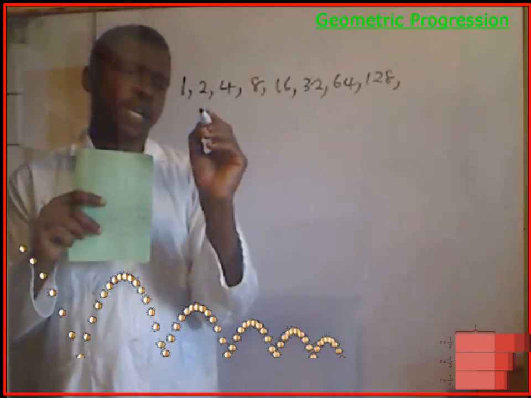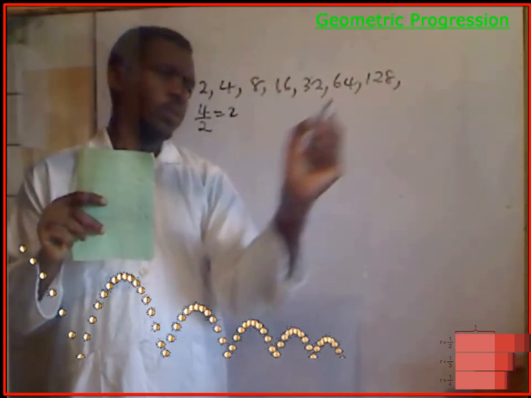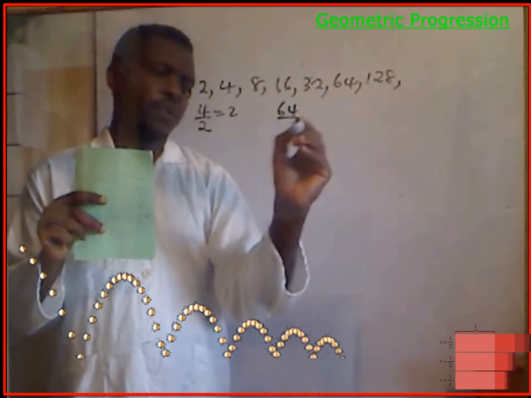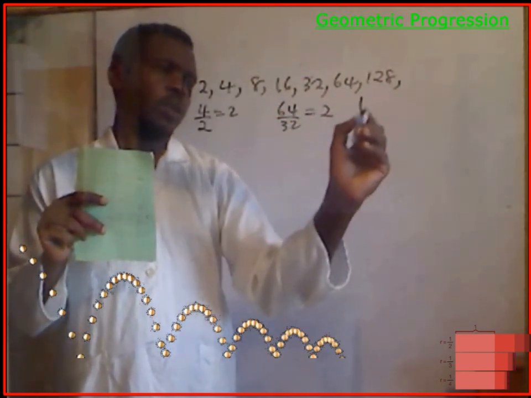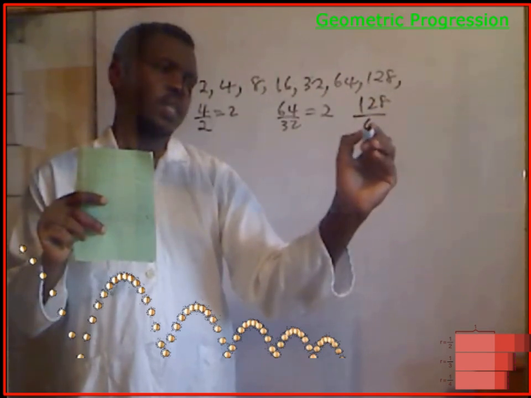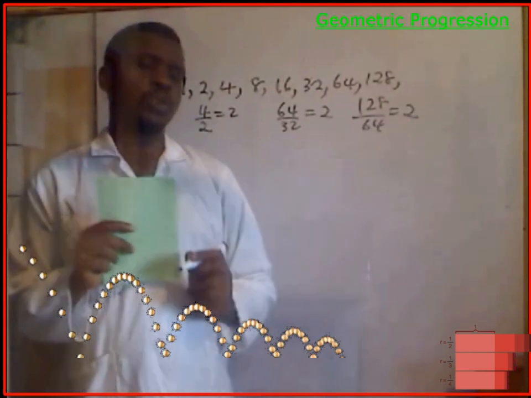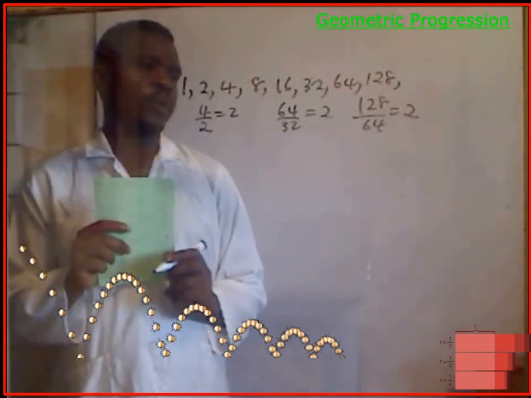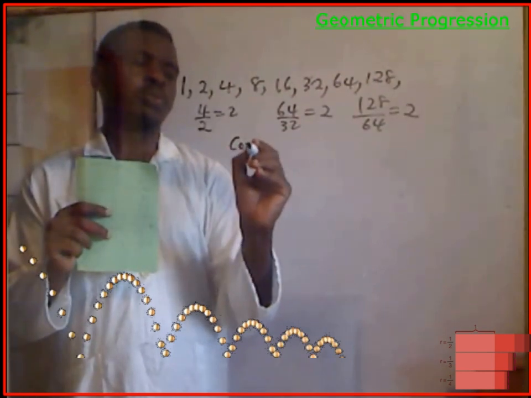So if I divide 4 all over 2, it gives me 2. 64 all over 32 gives me 2. 128 all over 64 gives me 2. This number that we use to multiply consecutive terms is called our common ratio.